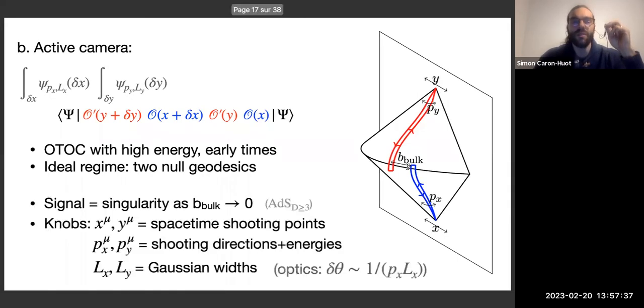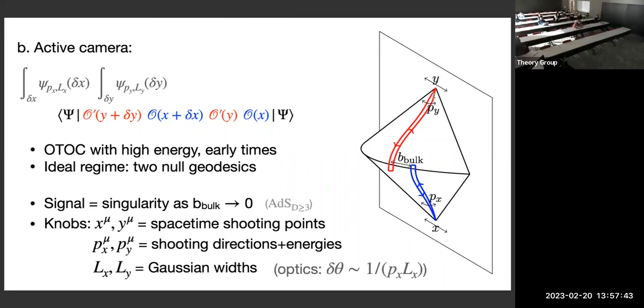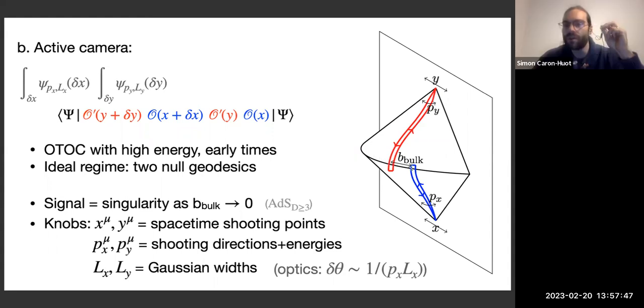And the signal that we'll be looking for is the following. As you tune the angle of this geodesic, as you tune this shooting angle, there'll be a place where they hit each other in the bulk. The bulk impact parameter goes to 0. And there you get this singularity, which is your signal. Okay. And you can see how you would use it as a camera, loosely speaking.